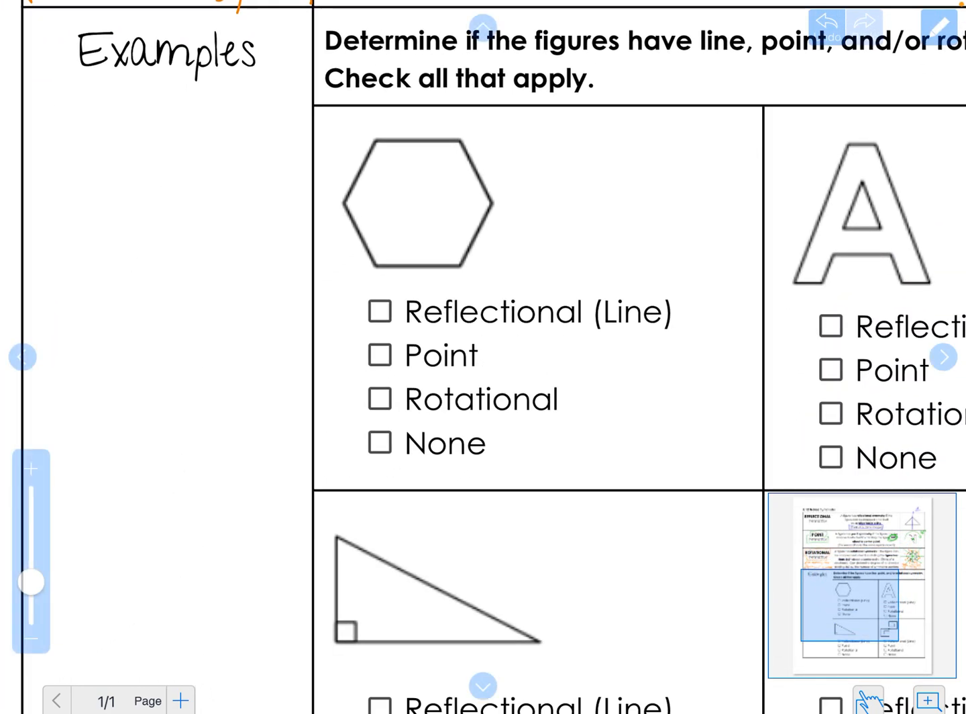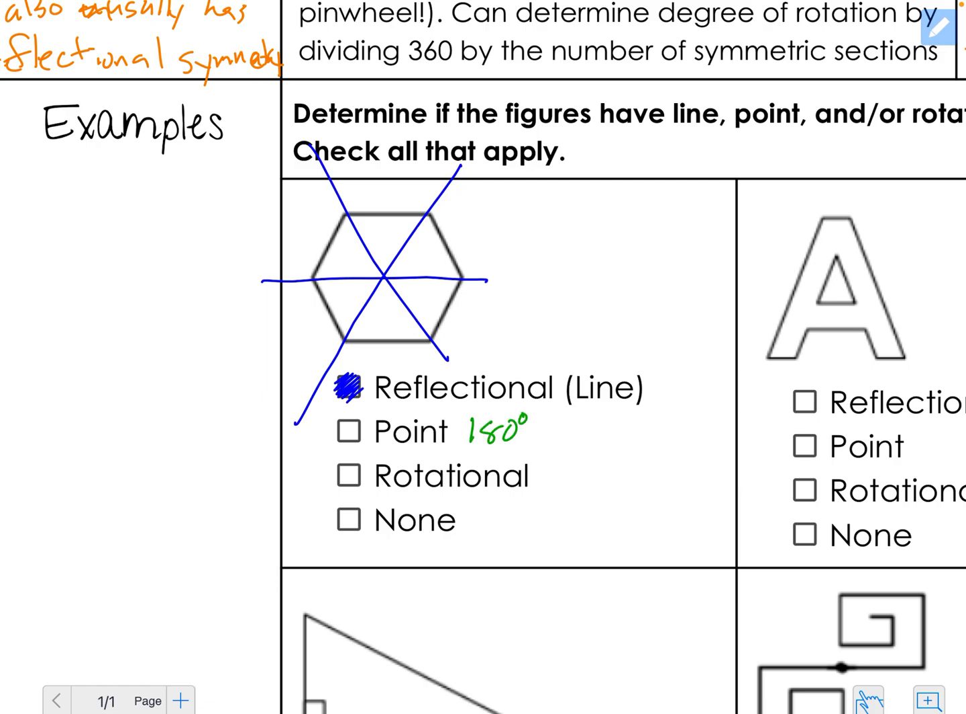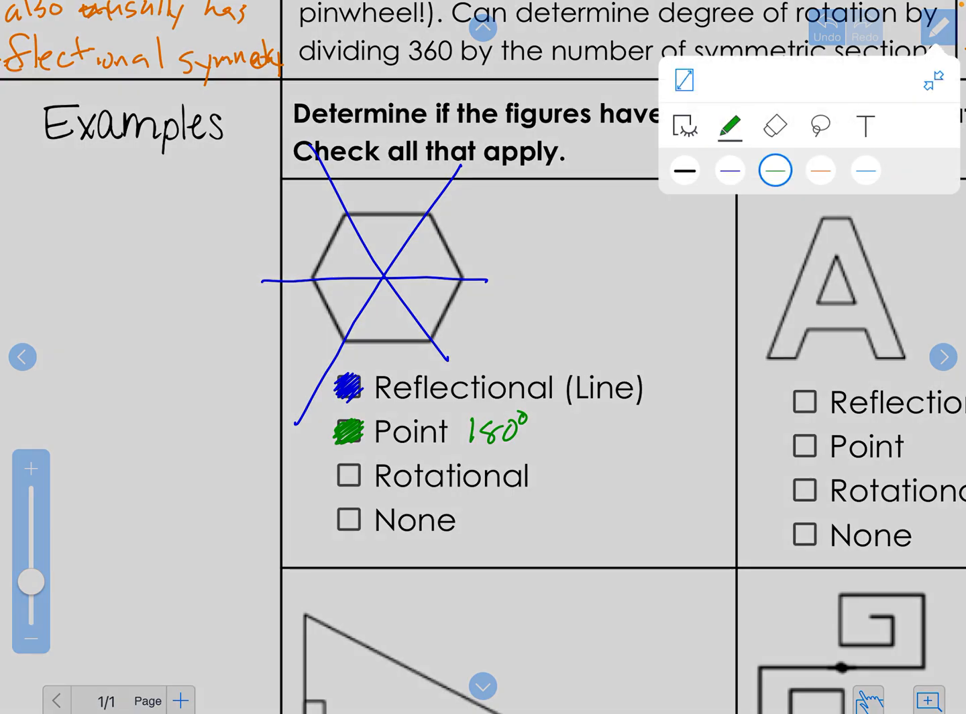So let's look at some examples. So line symmetry. If I were to draw a line, would I have the same shape? Yes, I believe I would. If I draw a line here, yep, we've got the same shape. And there, yes. So this shape has reflectional symmetry because I could fold it in half upon all those lines and have the exact same shape. So again, point symmetry means it has 180-degree rotation. So if I were to rotate this 180 degrees, I would end up with the exact same shape. So yes, it has point symmetry.